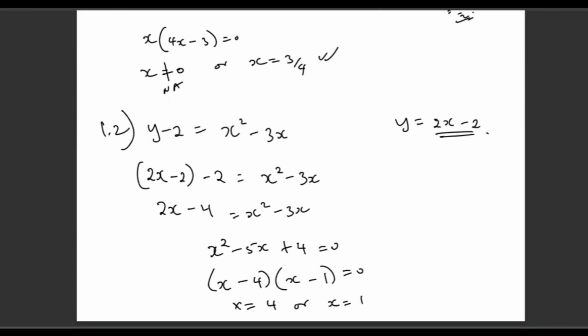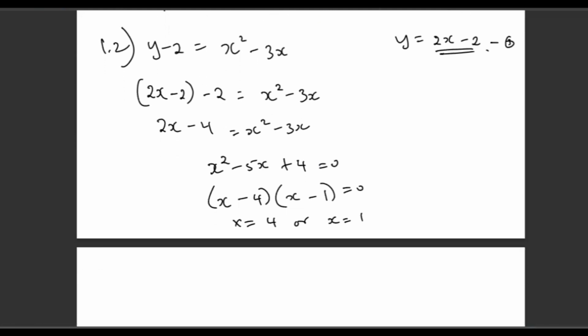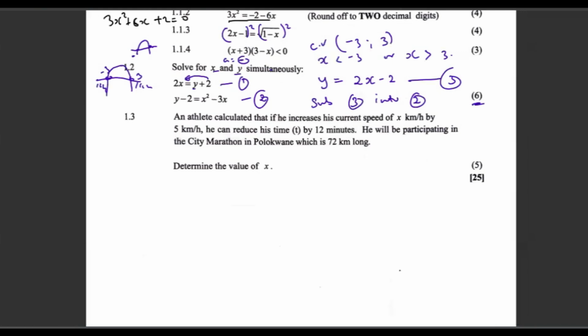And then I'll substitute these x values into equation number 3. So from equation number 3, it definitely tells us that if x is 4, y is going to be 2 times 4, which is 8, minus 2. Y is a 6, or y is going to be a 0, because 2 times 1 is 2 minus 2, it's a 0. So that's how we would claim those 6 marks. It was a bit straightforward.